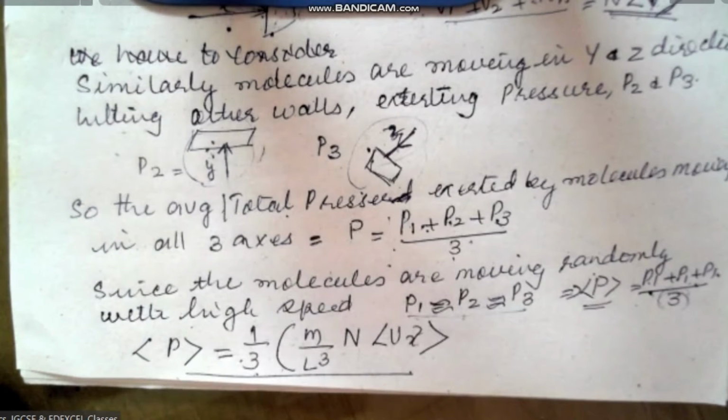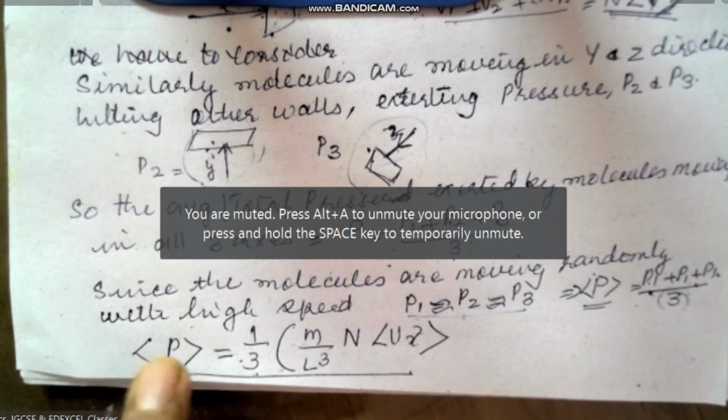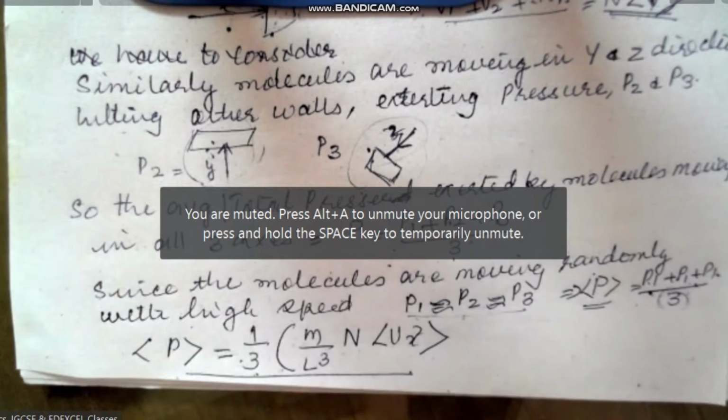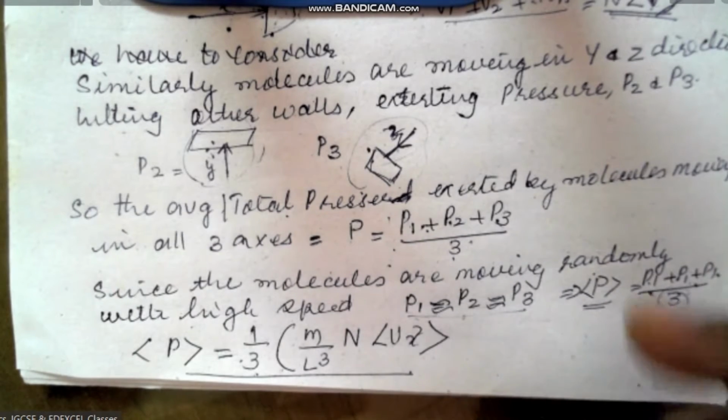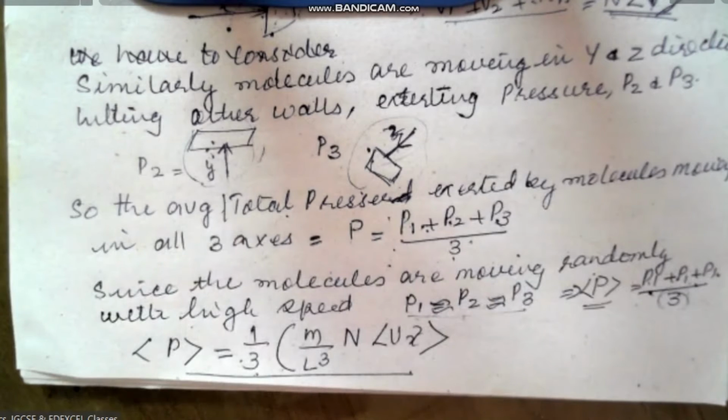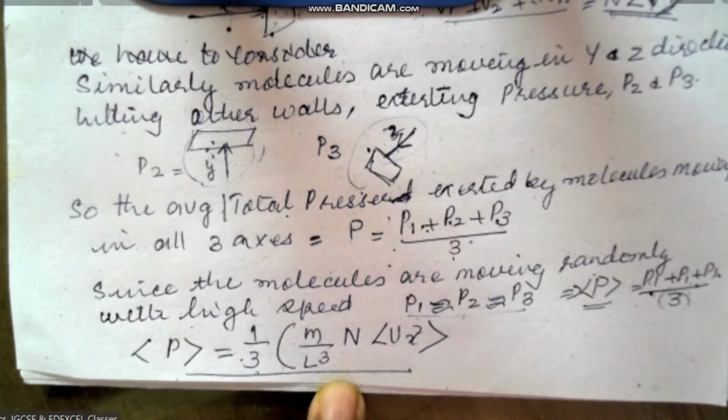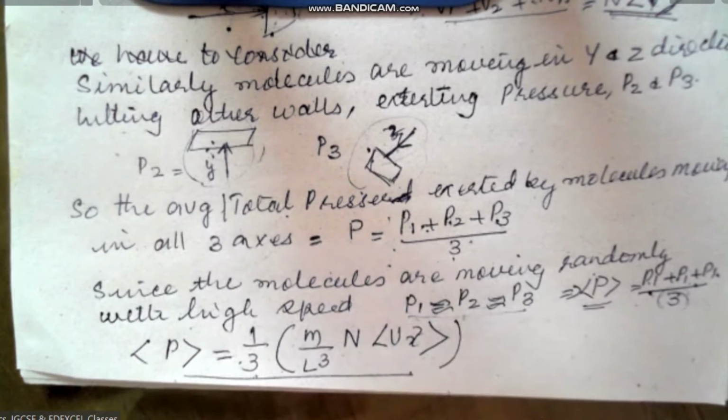M by L cube into N into Ux square. Why am I dictating? Because this is an important and difficult-to-remember derivation. So all these steps should be done, and you have to write and learn them so that this can be done within 10 minutes maximum. All these explanations are not in your textbook, so you may wonder how these steps came. That's why I'm making you write all these steps.